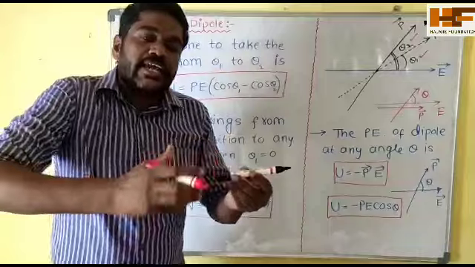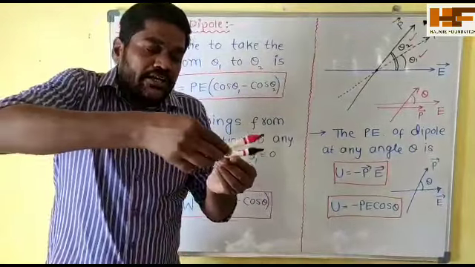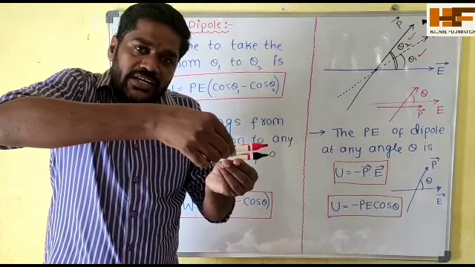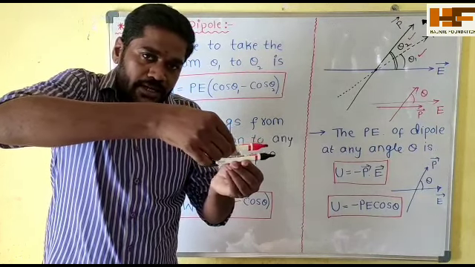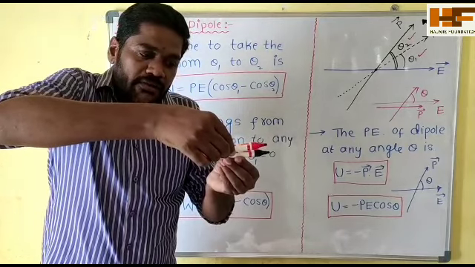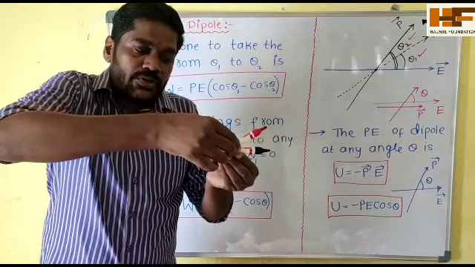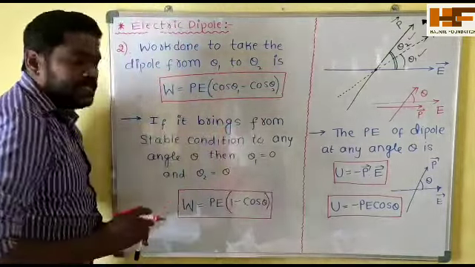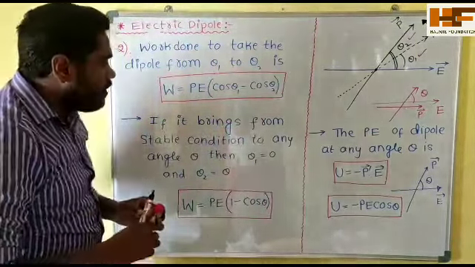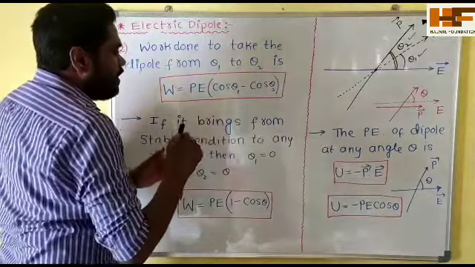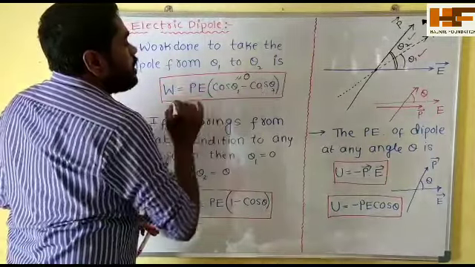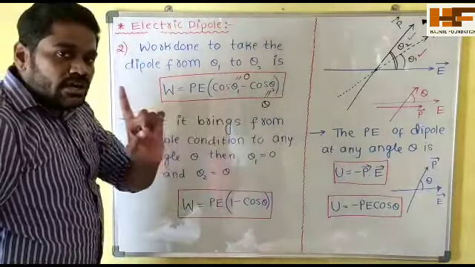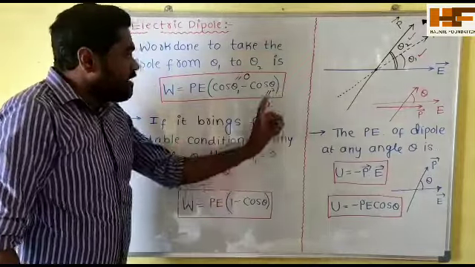Whenever the electric field and the dipole moment are in the same direction, theta 1 is equal to 0 because both are parallel to each other. Now whenever you bring it from theta 1 equal to 0 to theta 2, which is theta, the work done formula is W = PE (1 minus cos theta). How does it come? Just substitute 0 in place of theta 1 and theta in place of theta 2. Now it becomes cos 0. Cos 0 value is 1, so 1 minus cos theta.